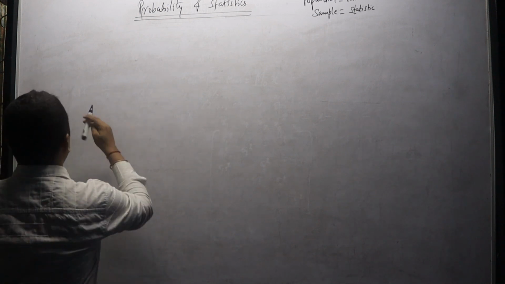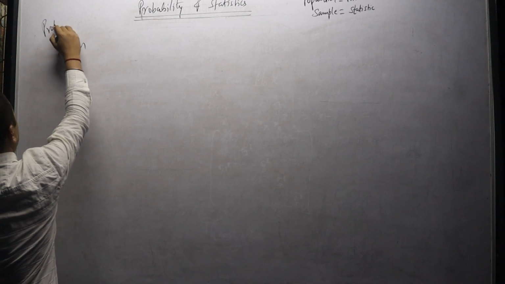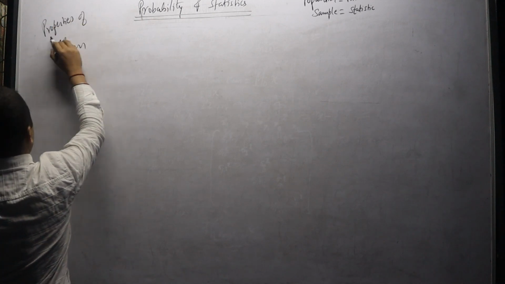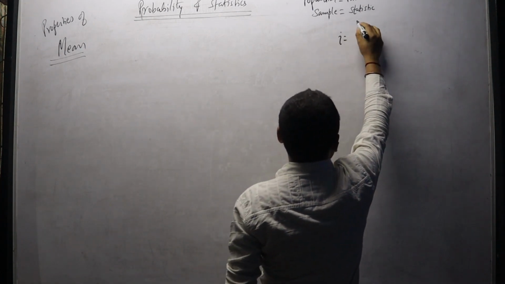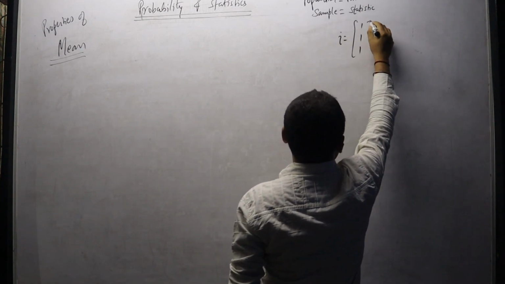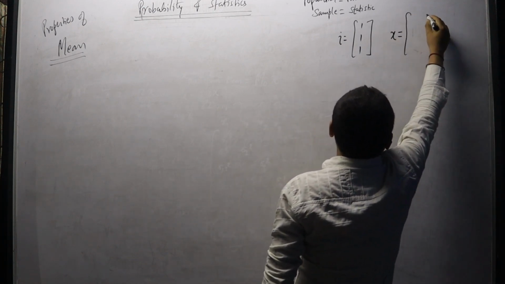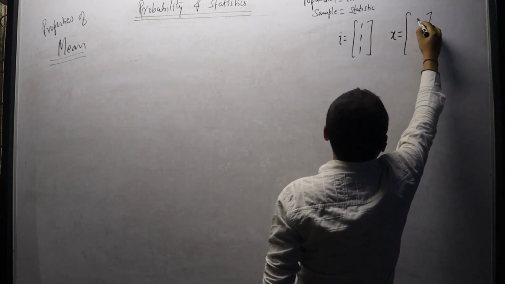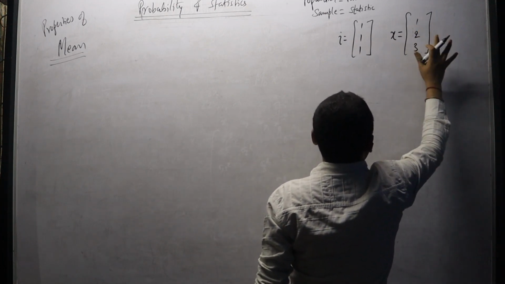In this video, we will discuss some of the properties of the mean. So let me write it as properties of mean. And in matrix notation, let me take only 3 observations, and any hypothetical variable that is a vector x with 3 observations. Let me take it 1, 2, 3 for our convenience. This is a very simple example, and 2 is the mean.